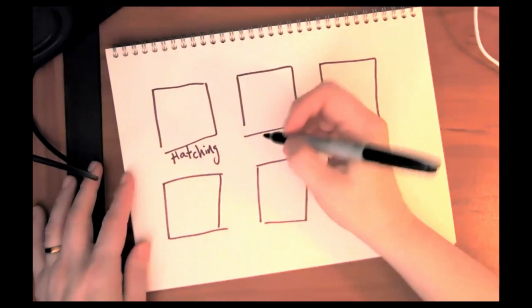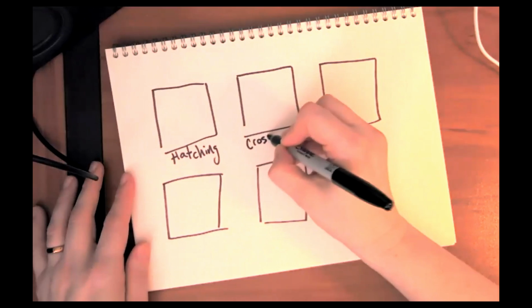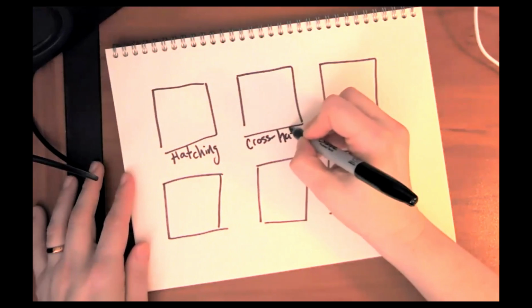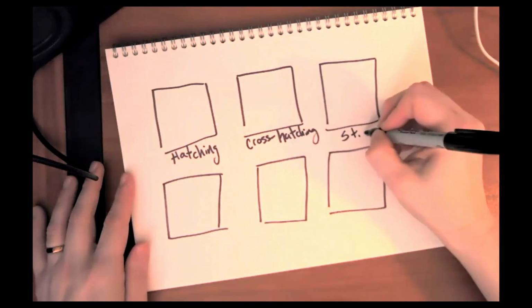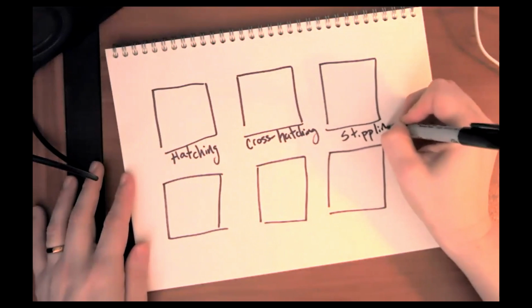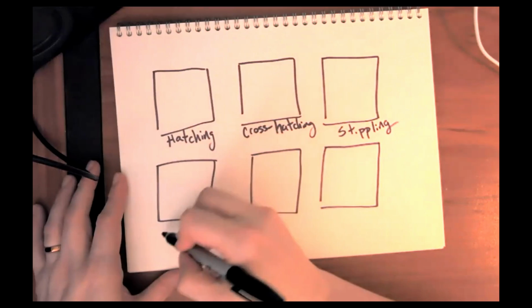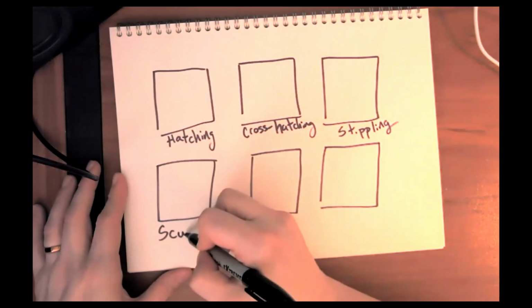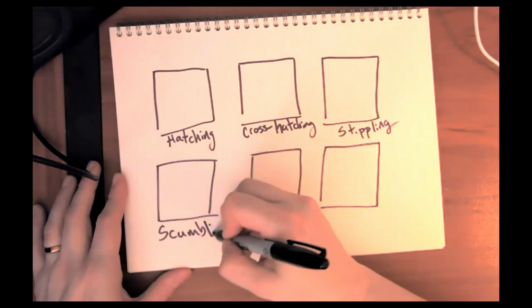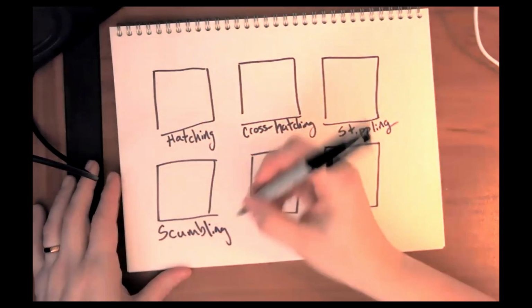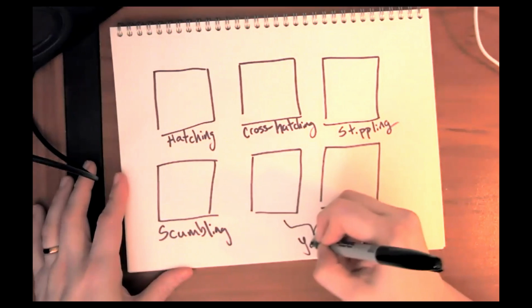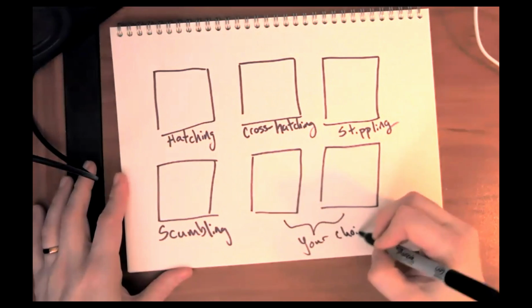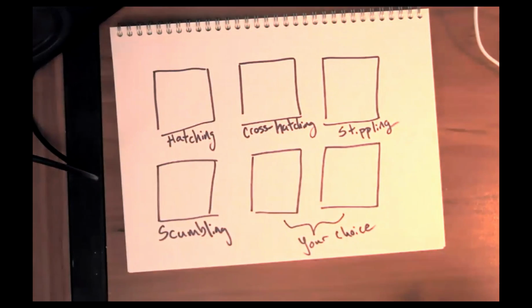Hatching, cross hatching, then stippling, then scumbling. Then underneath there, for these two, you can just write your choice. Because those last two, you get to pick what you want to practice.